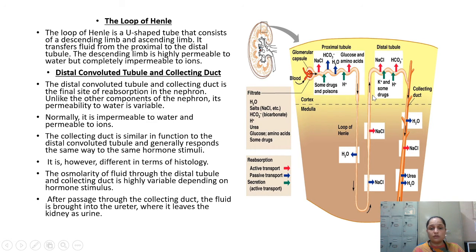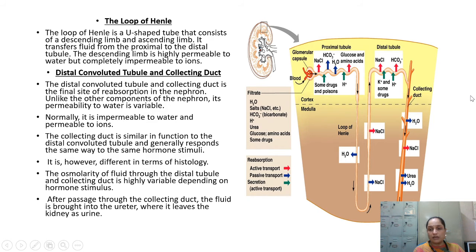Its permeability to water is variable, meaning it may vary as per the pH and the temperature. Normally it is impermeable to water and permeable to ions. Basically this part, the distal convoluted tubule, is impermeable, so you cannot take water back into the renal circulation here. So normally impermeable to water and permeable to ions, but ions can travel to the renal circulation through this part. It is however different in terms of histology.